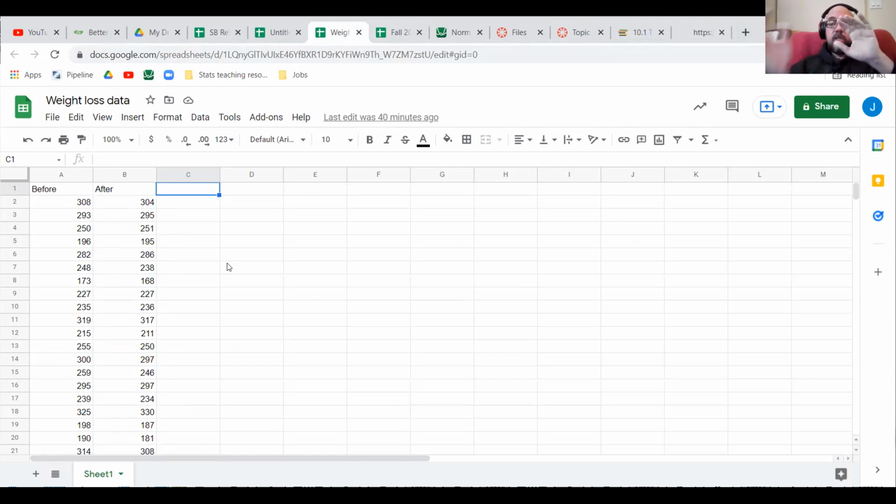So firstly, let me explain what we're going to do, and then I will talk about why we would prefer to do this. What we're going to do is find the differences in weight lost. I'm going to have negative numbers corresponding to weight lost and positive numbers corresponding to weight gain, because some of the people in this sample gained weight.